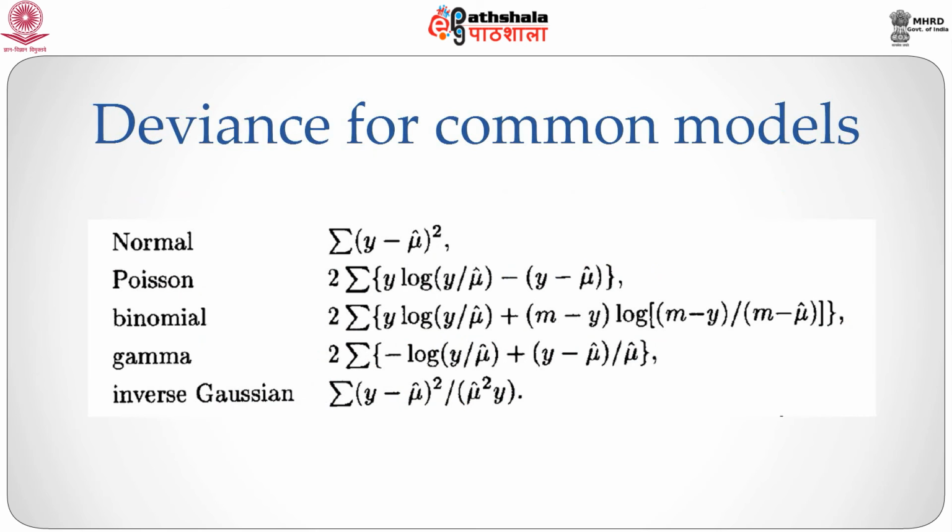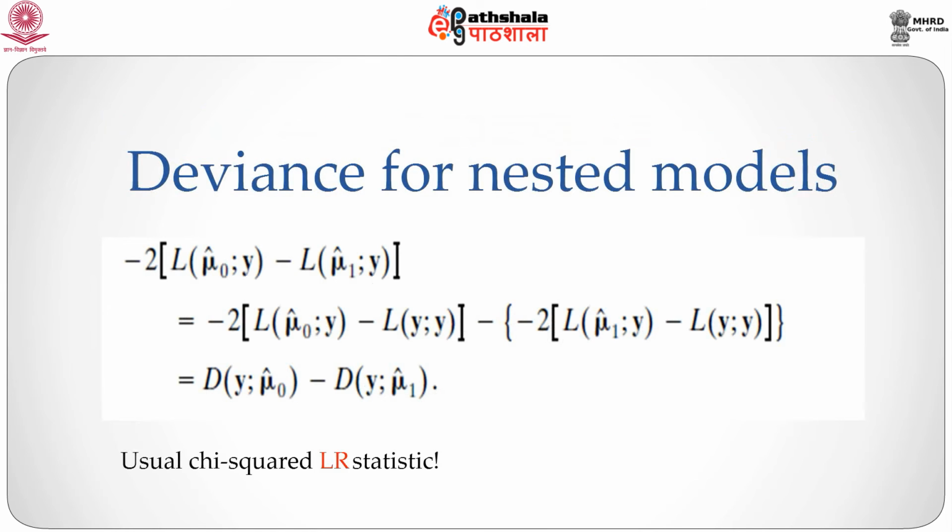Here is the deviance for some common models: the normal, the Poisson, the binomial, the gamma, and the inverse Gaussian. I leave it to you as an exercise to derive these common forms. The common situation where we need to use a deviance statistic for goodness of fit is when we have fitted two nested models. So say we have fitted two models with two sets of covariates where one set of covariates is nested in the other.